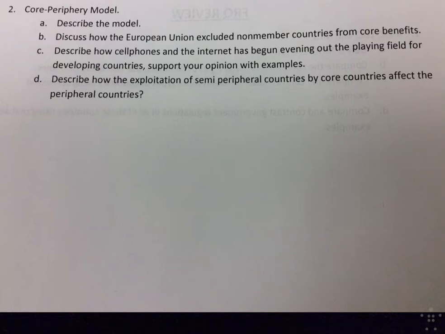C, describe how cell phones and the internet has begun evening out the playing field for developing countries, and support your opinion with examples. Now, one thing that you got to understand with this is that cell phones and the internet, there's a lot of those in more developed nations, but you also have those in other nations, a lot of newly industrialized countries, and even in some less developed countries, but not as a majority. Countries like Spain, Greece, and Mexico are experiencing rapid growth in industries that languished before global communication because they could compete globally and not just locally.